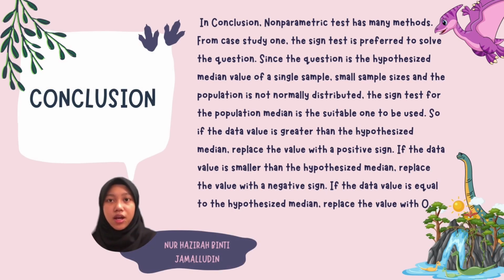In conclusion, non-parametric tests have many methods. From case study 1, the sign test is preferred to solve the question. Since the question involves a hypothesized median value of a single sample, a small sample size, and the population is not normally distributed, the sign test for the population median is the suitable one to be used.